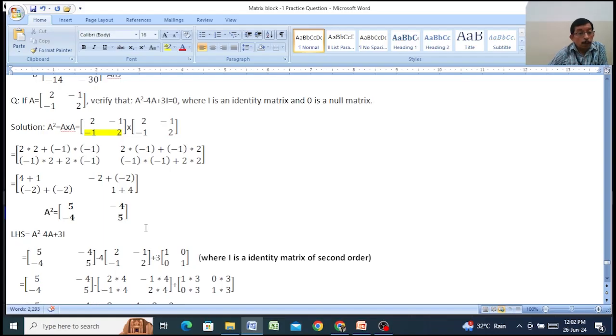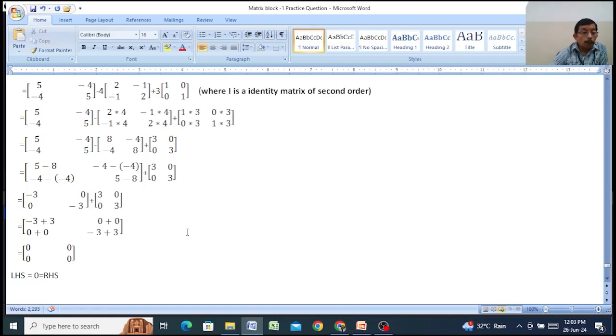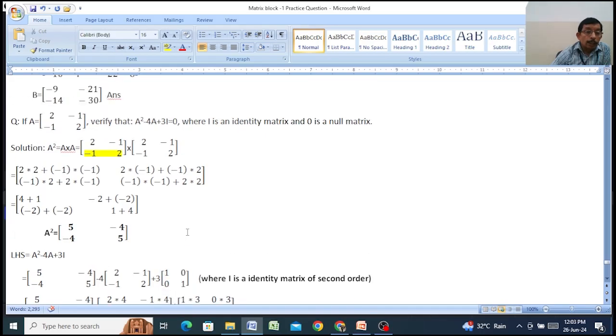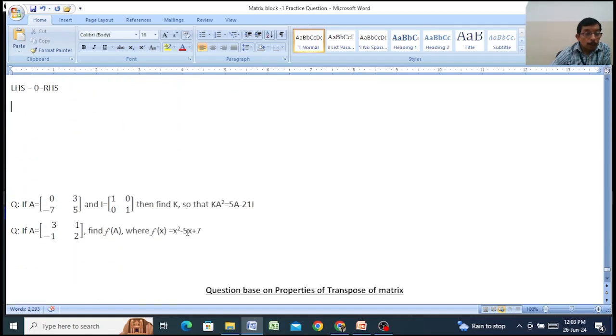After we get the value of A square, we take the left hand side given in the question, A square minus 4A plus 3I, and put the values of A square, A and I in this equation. After that, with scalar multiplication, addition and subtraction, we get the value 0. This is the right hand side, so the left hand side and right hand side are equal. The equation is proved. Is it clear, everyone? This is a good question. Now we come to the next question.